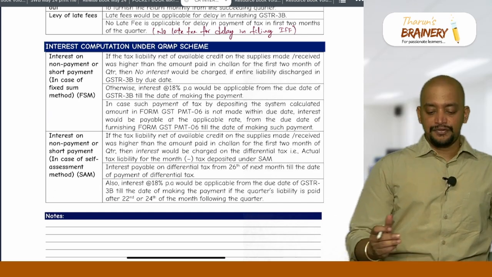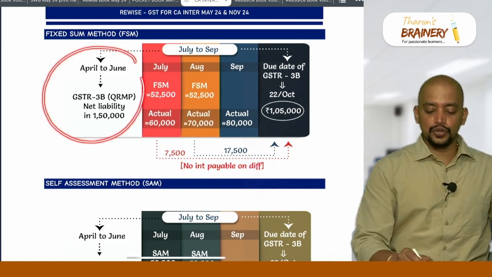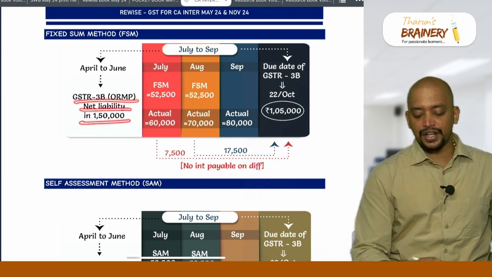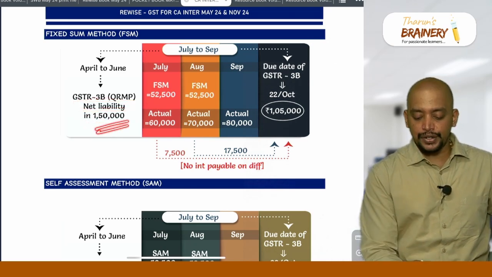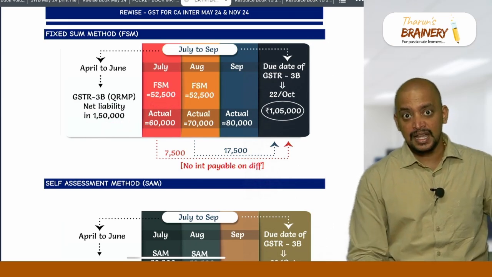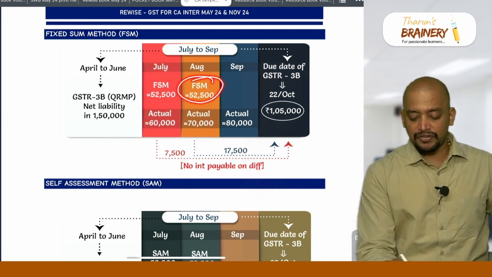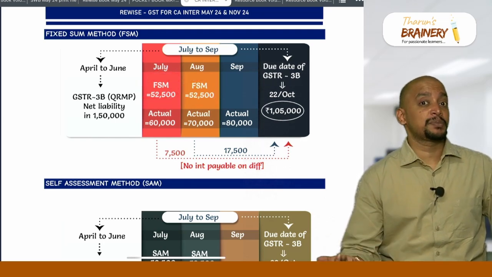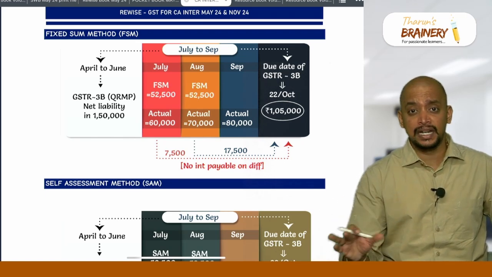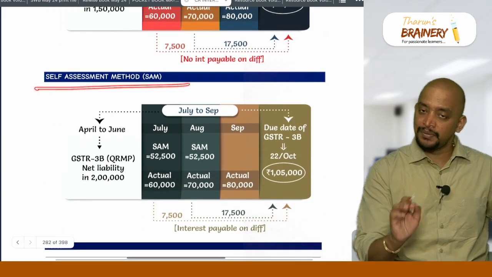For example, you can see here, fixed sum method, April to June a person is under QRMP. So 3B liability is 1,50,000. 1,50,000 into 35% is 52,500 for July and August. This 52,500 should be paid by 25th of August. This 52,500 should be paid by 25th of September. What if it is paid late? Then we need to pay interest at 18% per annum for every day of delay. This is not only under the fixed sum method but also under the self-assessment method.